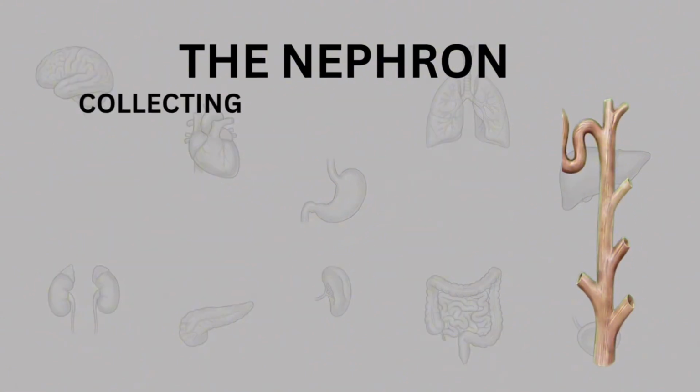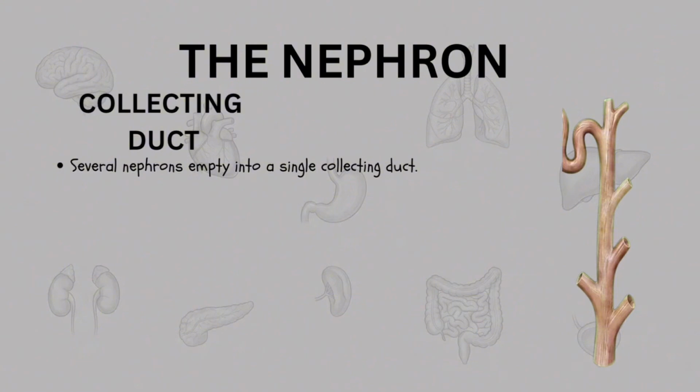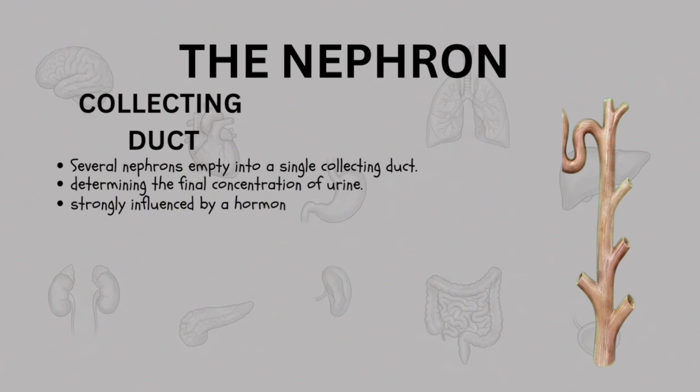The collecting duct. The filtrate enters the collecting duct. Several nephrons empty into a single collecting duct. This structure is responsible for determining the final concentration of urine. The collecting duct is strongly influenced by a hormone called antidiuretic hormone, also known as ADH.